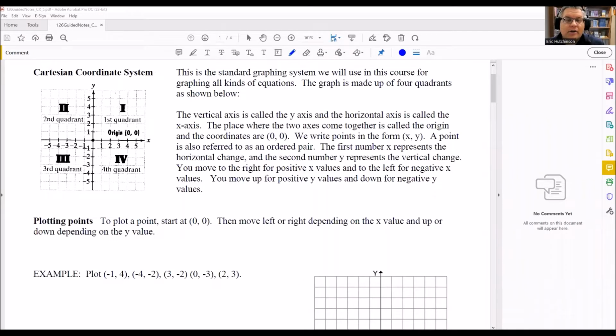We're going to talk about how to graph. So first we'll start with plotting points. And plotting points are done on what's called the Cartesian coordinate system.